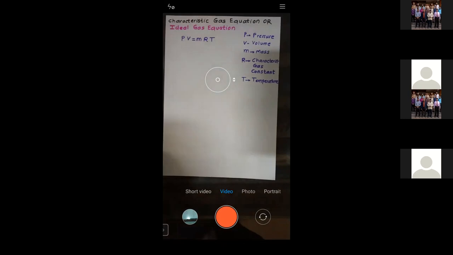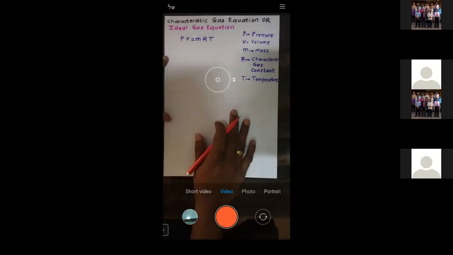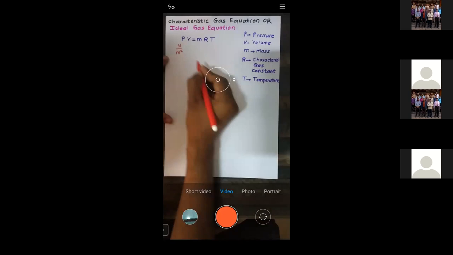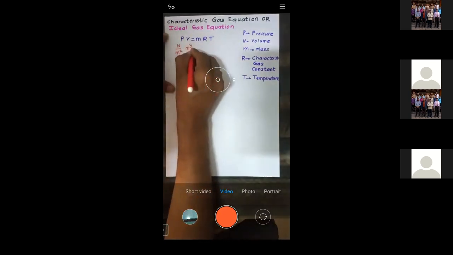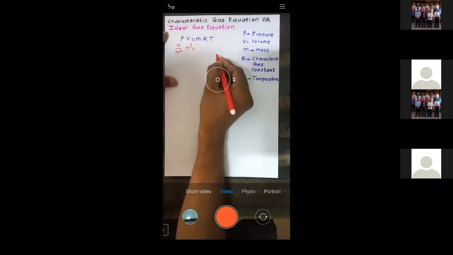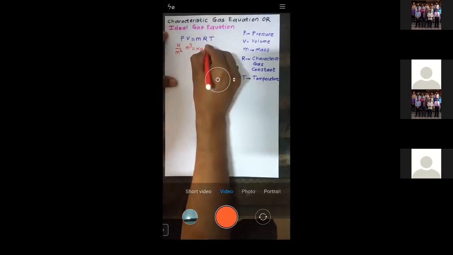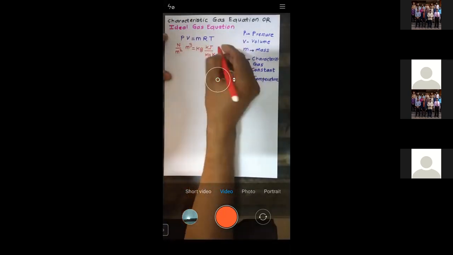Now let us play with the units. All of you can see, pressure we always want to be in Newton per meter square. Volume we used to take in meter cube. Mass will be in kg. R will be in kilojoule per kg Kelvin. Try to understand, R is kilojoule per kg Kelvin, and temperature is in Kelvin.